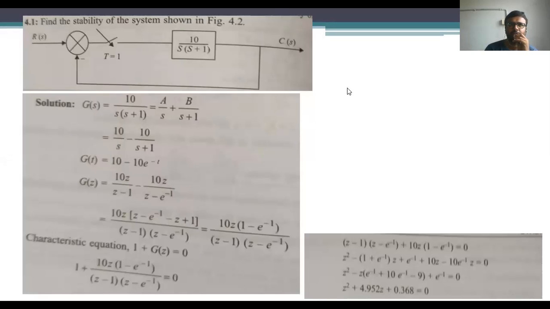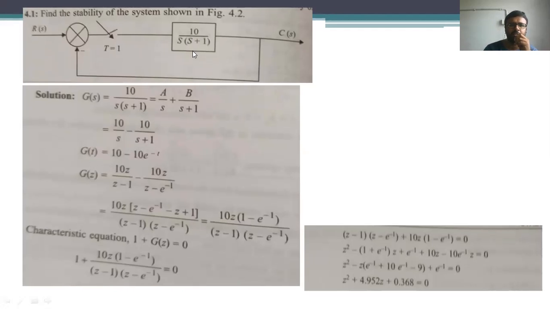Why? Because the characteristic equation is nothing but 1 plus G of s is equal to 0. So initially, calculate the value of G of s. So G of s is equal to 10 divided by s into s plus 1.